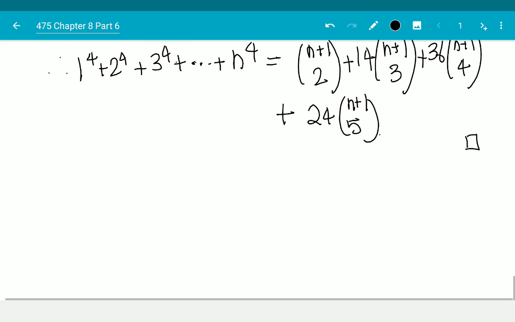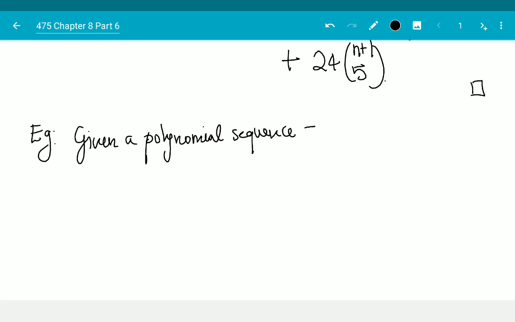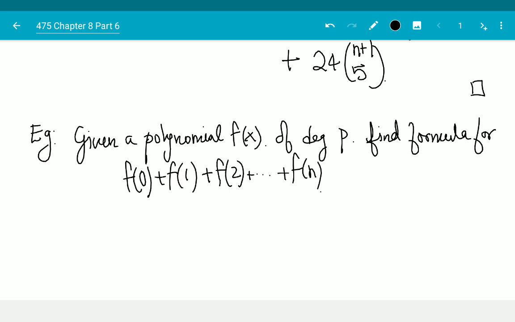And so, example, given a polynomial f of x of degree p, find a formula for f0 plus f1 plus f2 plus dot dot dot plus fn. Okay, I want to do this. Solution.